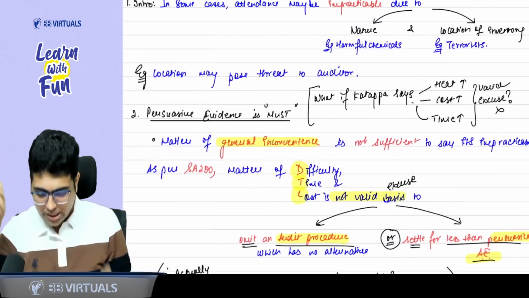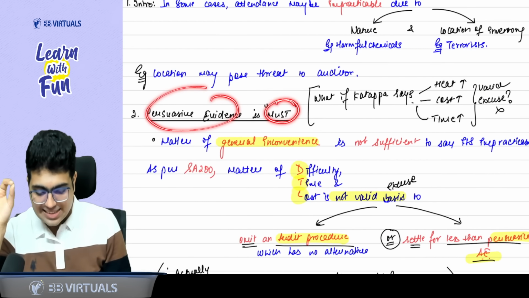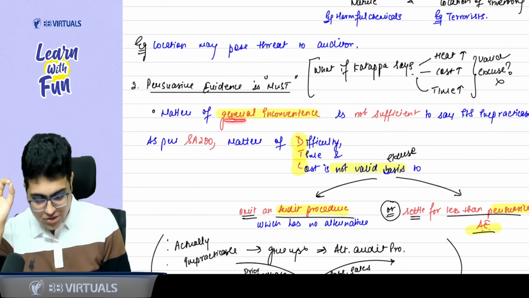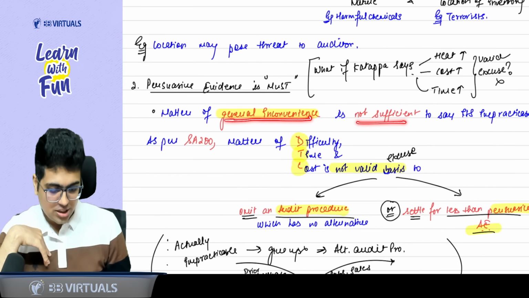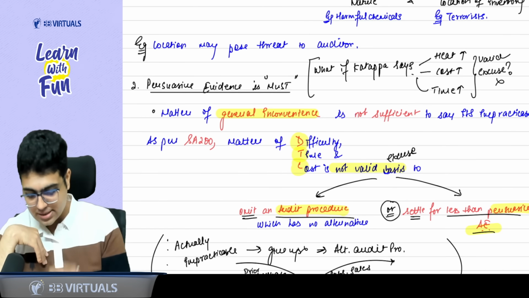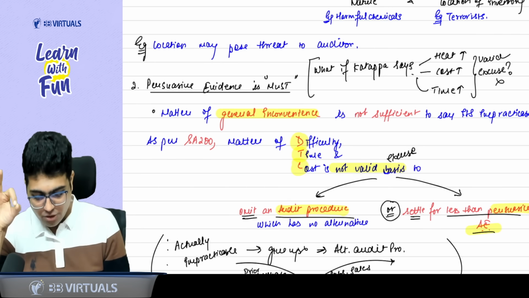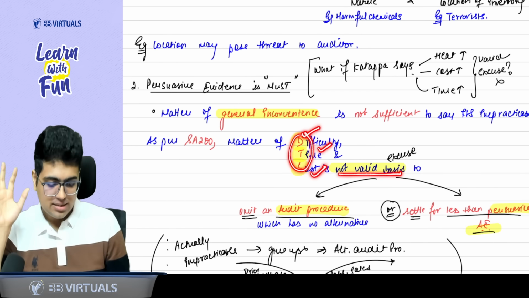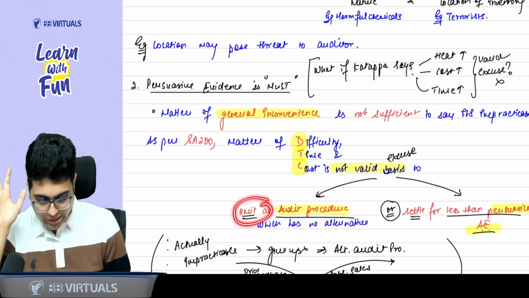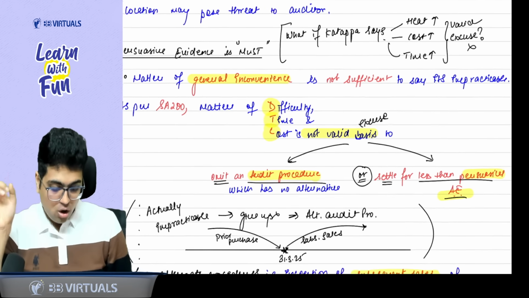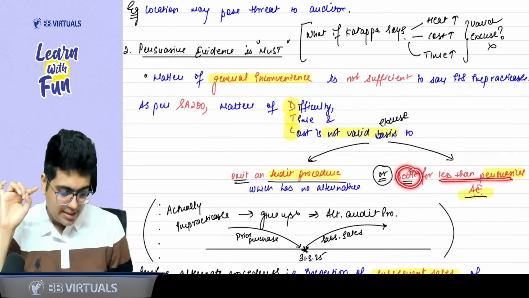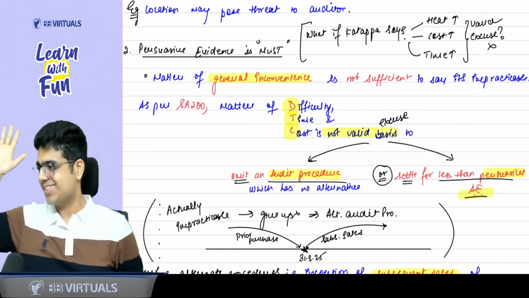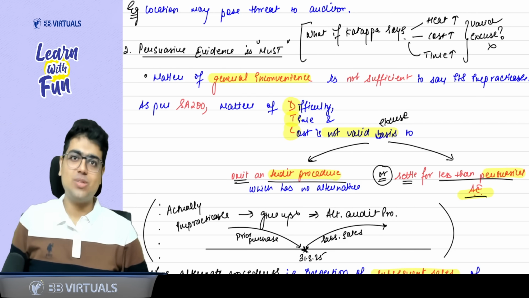Okay, so you need to write persuasive evidence is necessary. It is a must. So how do you write it? Any matter of general inconvenience is not sufficient to say that it is impracticable, because as per SA 200, matter of difficulty, time and cost, that is DTC, is not a valid basis, is not a valid excuse to omit an audit procedure which has no alternative, or settle for less than persuasive evidence. That means you need proper, sufficient and appropriate evidence. You cannot settle for less than persuasive evidence.